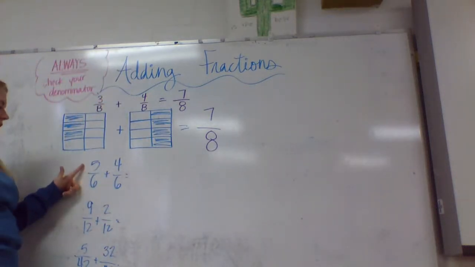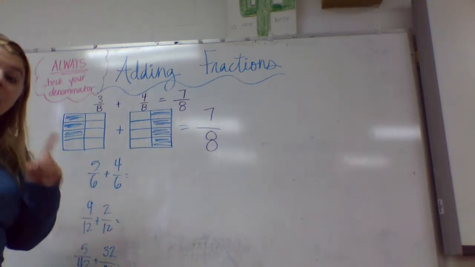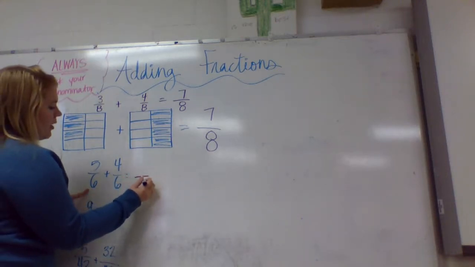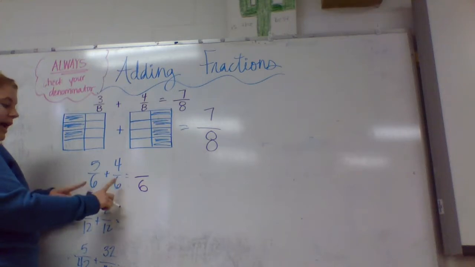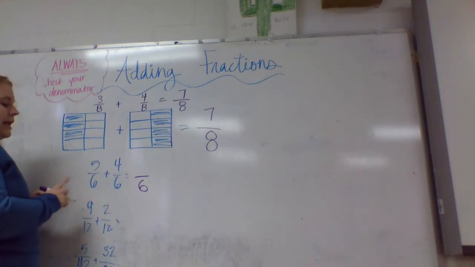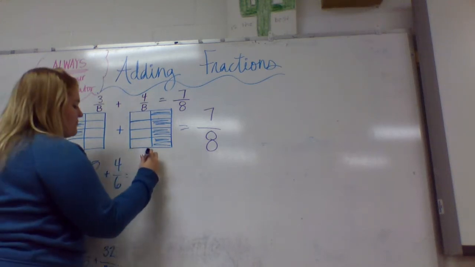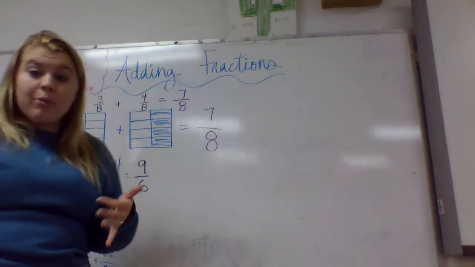When we look at this one, 5/6 plus 4/6. My first step, are my denominators the same? They are, so I'm going to go ahead and come over here and write 6ths. They're the same, so I can move on. I know that I do not add these denominators. Now I'm going to add my numerators. 5 plus 4 is 9. So we know 9/6 is improper.